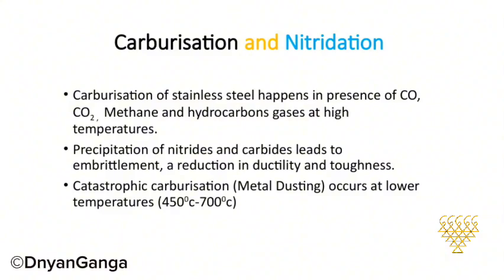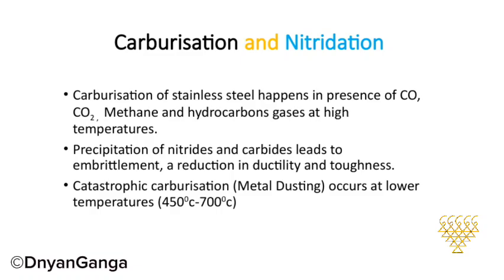Let's talk about carburization of stainless steel. This process occurs in the presence of gases like carbon monoxide, carbon dioxide, methane, and other hydrocarbons, especially at high temperatures. When these gases interact with the steel, carbon atoms diffuse into the metal, leading to changes in its properties. Now, one critical consequence of this process is the precipitation of nitrides and carbides within the steel. This precipitation can cause embrittlement, making the material more brittle and reducing its ductility and toughness. Essentially, the steel becomes less able to absorb energy without fracturing, which is a significant concern in many applications.